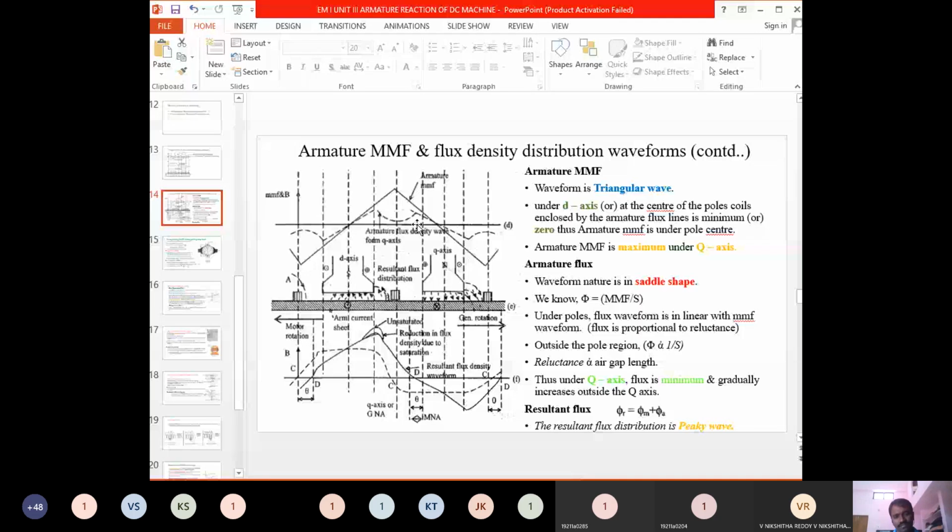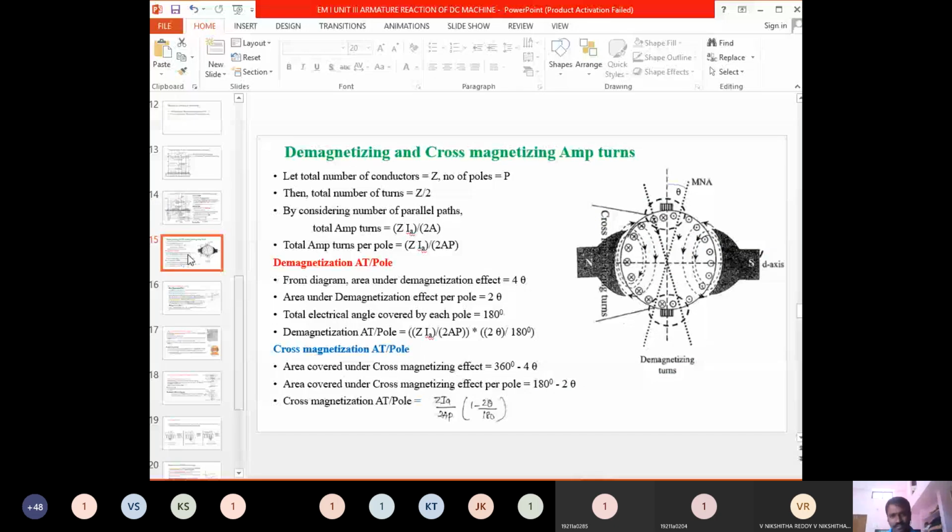The resultant flux wave nature is a peaky waveform. So we will try to see which portion. I think I have covered this topic. Let me try to be more clear once again. For those who felt that it is a little bit difficult and who didn't understand clearly, try to listen once again.